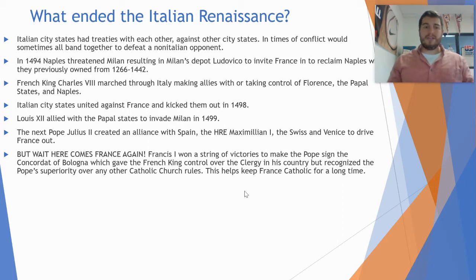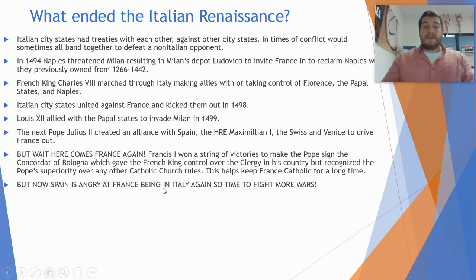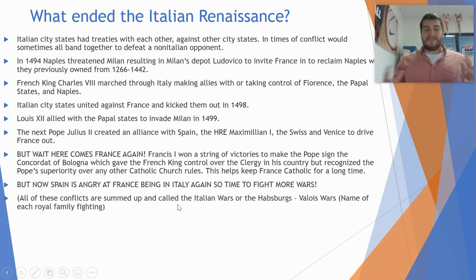So it was kind of like a handshake. France, you get this little token, and the Pope gets this token of being in charge. But now Spain is angry at France being in Italy again, so now it becomes time to fight more wars. All of these conflicts are summed up in something called the Italian Wars, or the Habsburg-Valois War, which is just the name of the two families fighting, the Habsburgs being from Spain and Austria, and the Valois being French.